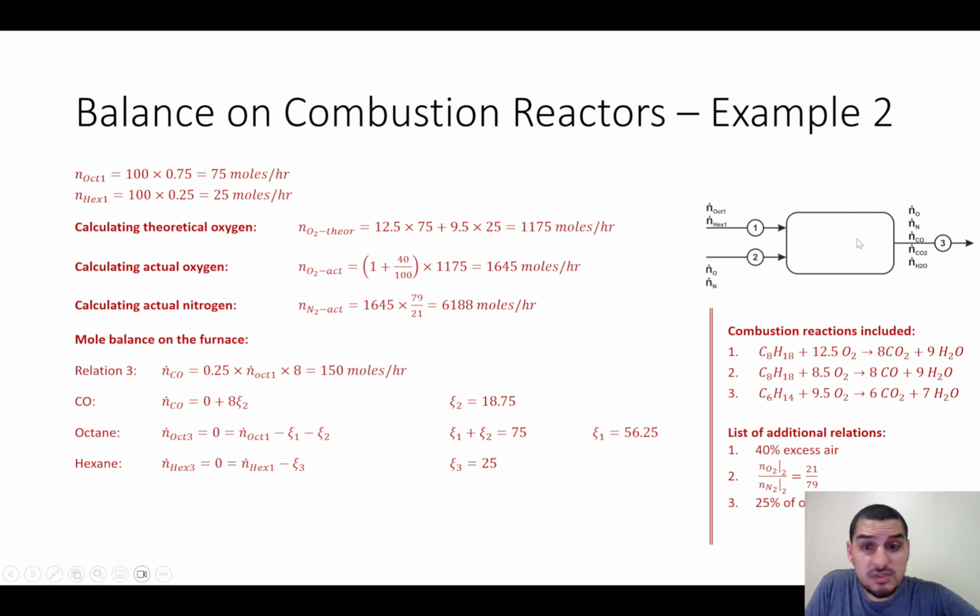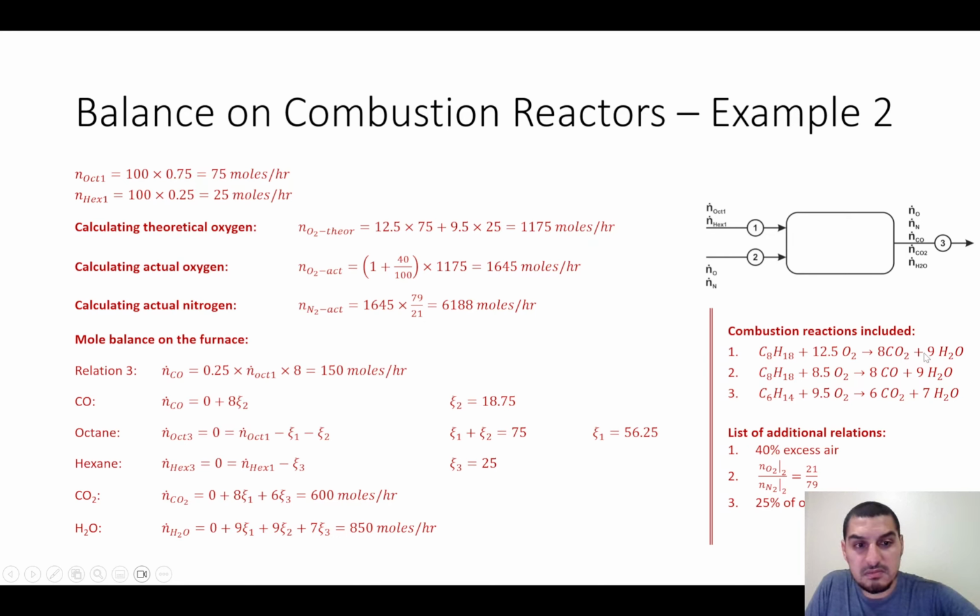So for the rest of the components, we can write the balance equation on carbon dioxide. Carbon dioxide is a product in reactions 1 and 3, so the product equals what is in the feed, which is 0, plus 8 Xy1 plus 6 Xy3, so this is 600 moles per hour. For water, it is the product of the 3 reactions, so it is 9 Xy1 plus 9 Xy2 plus 7 Xy3, which is 150 moles per hour.